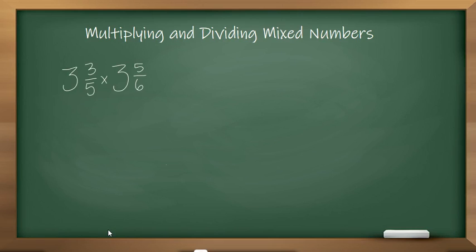So the first thing I'm going to want to do is take these mixed numbers, because as we can see they're both mixed numbers, both have a whole number part and both have a fraction part. I'm just going to turn them into improper fractions.